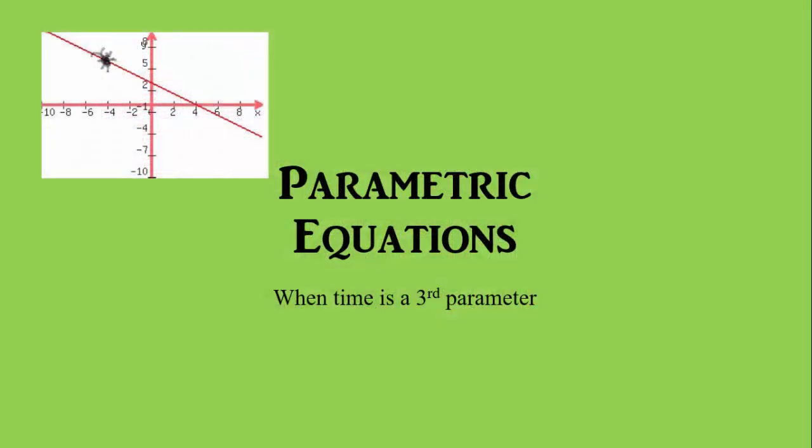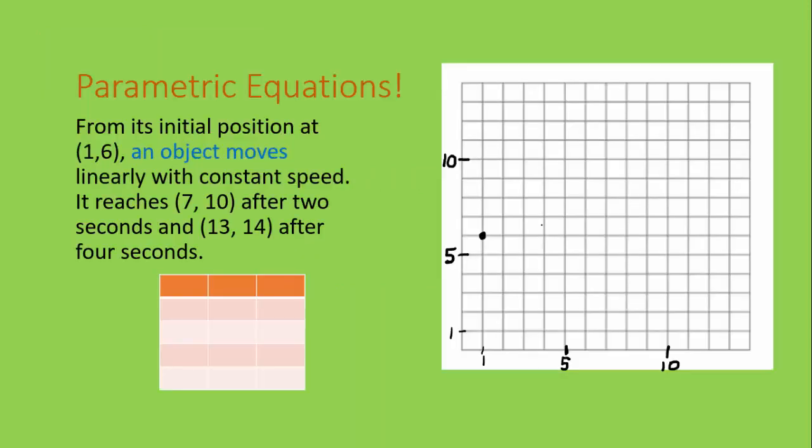Parametric equations are equations of a third parameter, like time, that is used to calculate the position of a moving object along a linear path. Here's an example. Let's say that from an initial position at (1, 6), an object moves linearly with constant speed. It reaches (7, 10) after 2 seconds and (13, 14) after 4 seconds. Well, let's graph it and see what's going on.